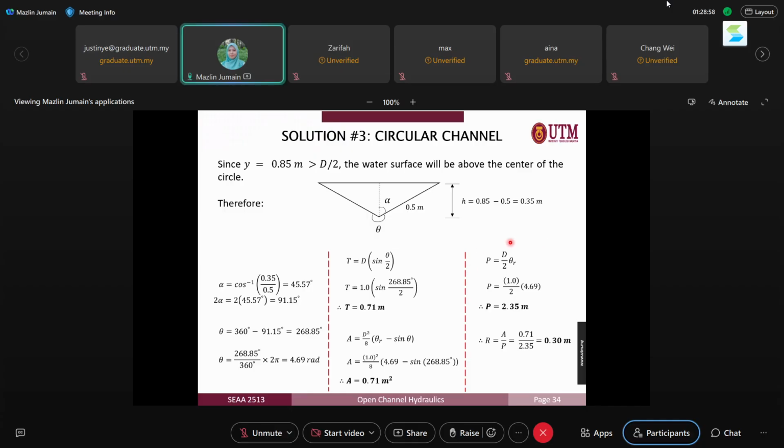Okay, and then next, for the wetted parameter, so we have P equal to D, the diameter divided by 2 times the theta in radian. So here you just replace the value. Then you will get P, the wetted parameter, equal to 2.35 meter. Okay, and then next for the hydraulic radius, R, which is equal to A over P. So A 0.71 divided by P 2.35, then you will get 0.30 meter.